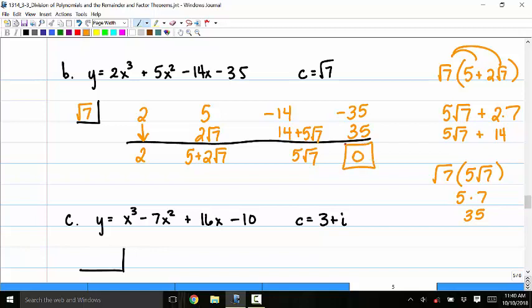Your remainder is 0. Again, that says that f of root 7 is 0. So root 7 is a 0 of that polynomial.